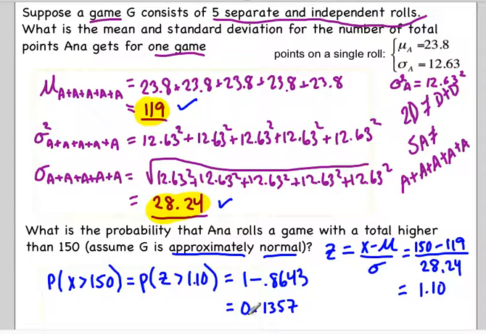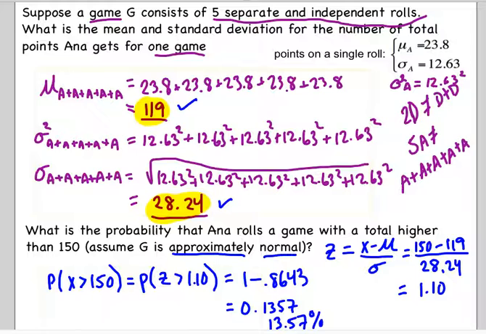Okay, so the probability that Anna rolls a game with a total higher than 150 is 13.57%. Pretty low chance that she's going to roll a total higher than 150. I mean, look at her expected average. It's 119. 150 is quite a bit higher than that. Okay.